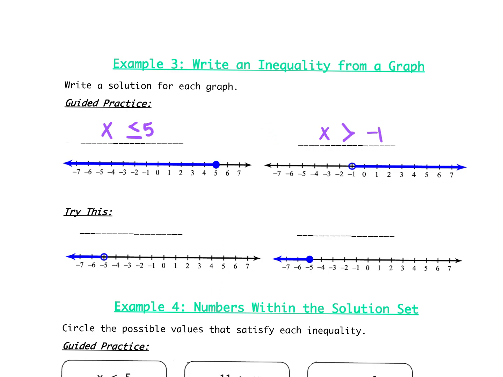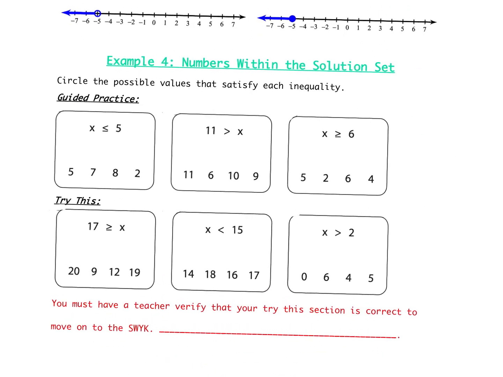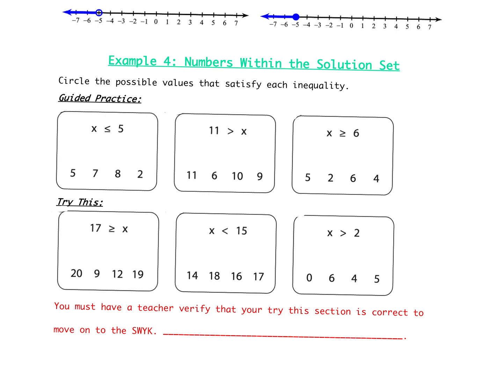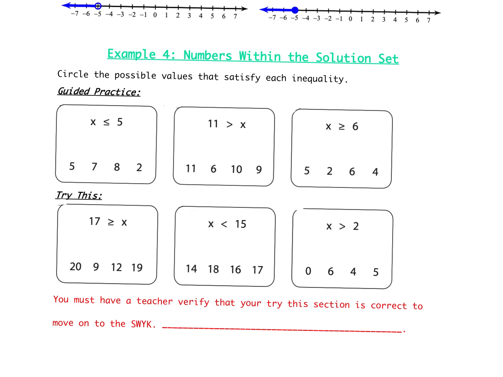Last example, we have numbers within a solution set. So we talked about what a solution set was, and that's all the numbers that make that inequality true. So we're going to circle the possible values that satisfy each inequality. On the guided practice, we'll do these 3 together, and then you guys do the try this and get it signed. So on the first one, we have x is less than or equal to 5.